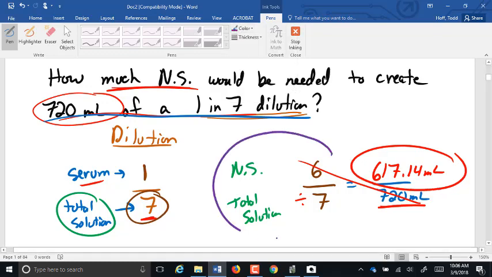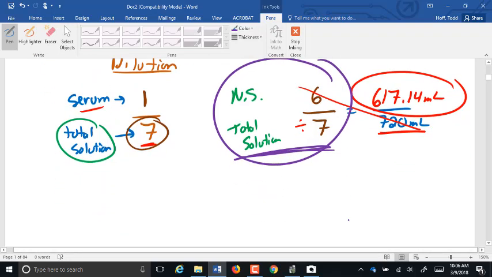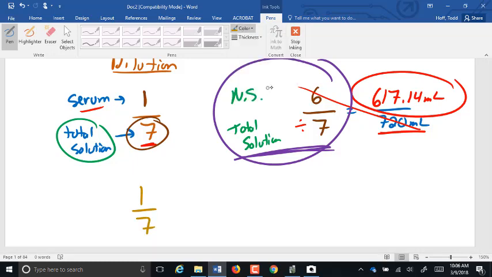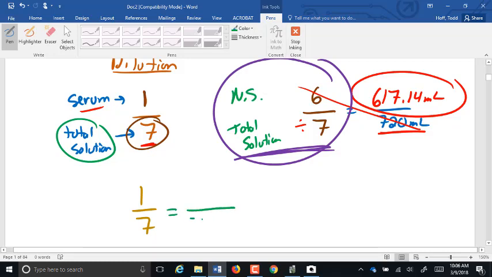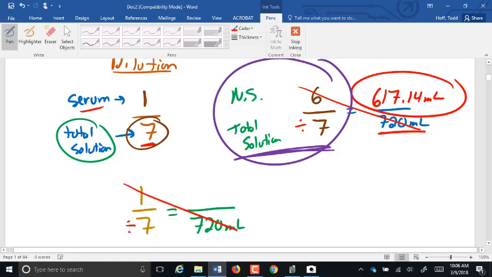Now, if this idea of creating this other ratio is giving you trouble, sometimes we can get away without changing it. Then this is a problem where we could do that. We could have used this dilution here, the 1 in 7 dilution, and we could have used the 720 milliliters of total solution. If we cross multiply and divide there, 1 times 720 divided by 7, we're going to get 102.86 milliliters if we round it off.